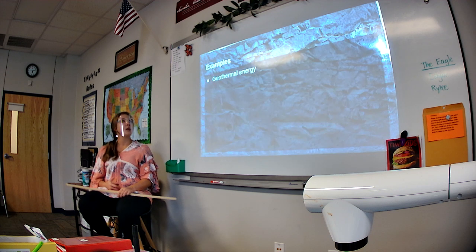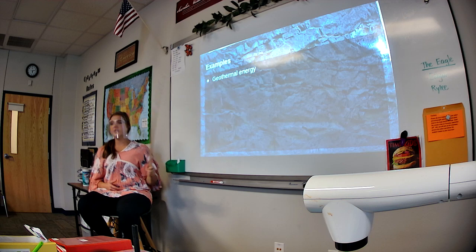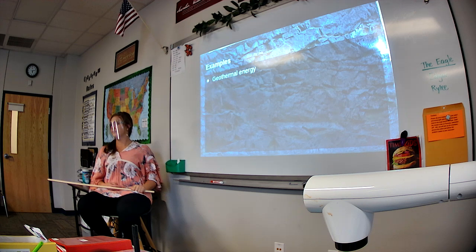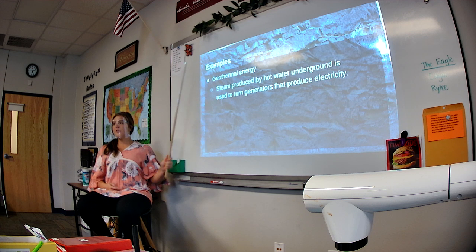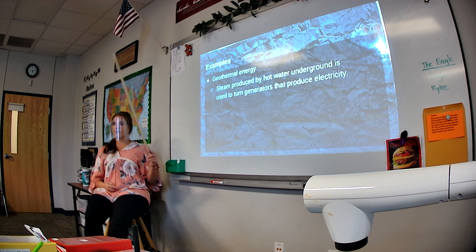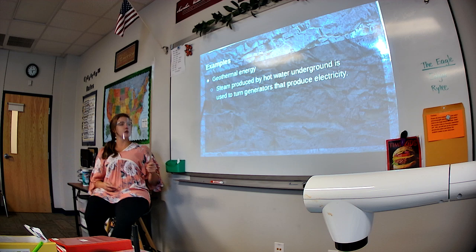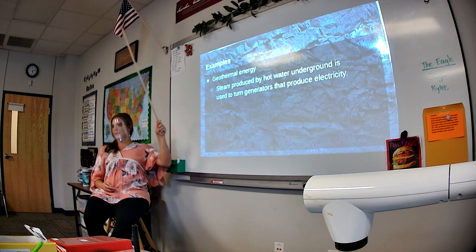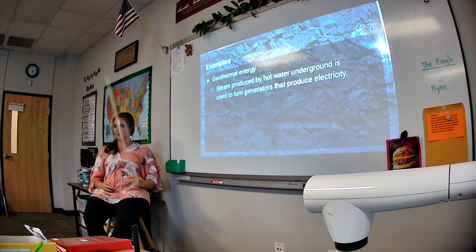All right, next example, geothermal energy. Someone raise your hand and tell me, what does the root geo mean? Reagan? Earth. Thank you. What does the root therm mean? Parker? Temperature or heat. So geothermal energy is based off of heat from the Earth. This comes from steam that is produced by hot water underground. So you find a warm pocket deep in the Earth's surface. When you drill down and release that steam, the steam then turns a generator, which produces electricity.